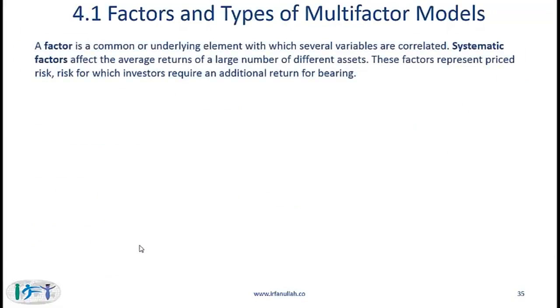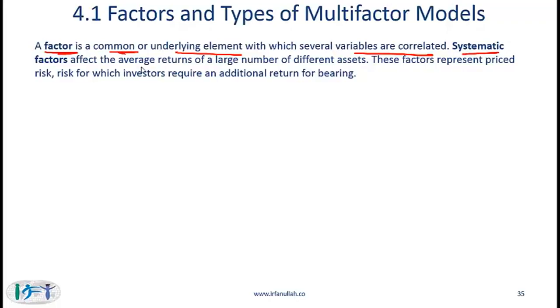Okay, so let's look at factors and types of multi-factor models. So what is a factor? A factor is a common or underlying element with which several variables are correlated. The classic factor that we've been talking about so far is the market risk premium, and we are saying that the various stock returns are related to the factor here, which is the market return. But as you will see, there are several other factors that also potentially drive returns.